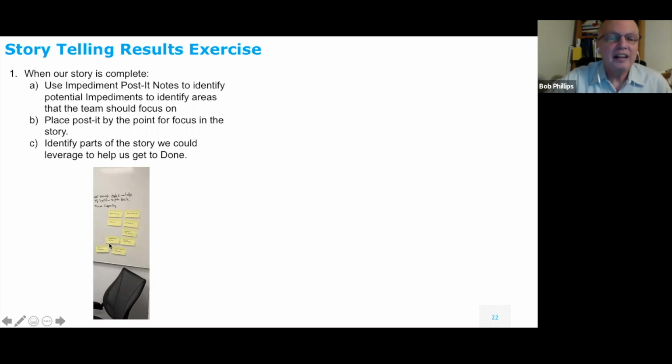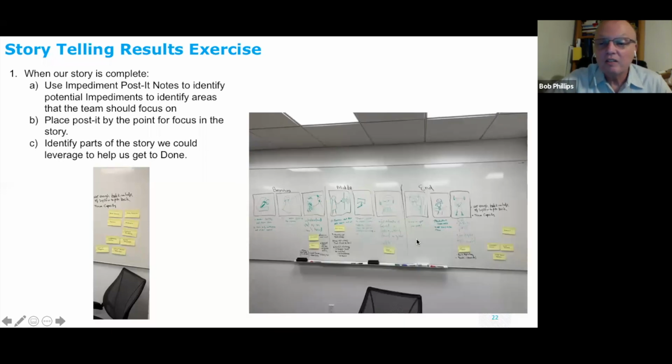You would then take these impediment Post-it notes and have the team members put a Post-it where they think there could be a problem. So basically, what they did, they had I think it was 9 or so impediments, and they put some problems at the beginning, possibly something in the middle, and then what could happen at the end, and this basically is unfinished work. So this is where they identify the impediments.